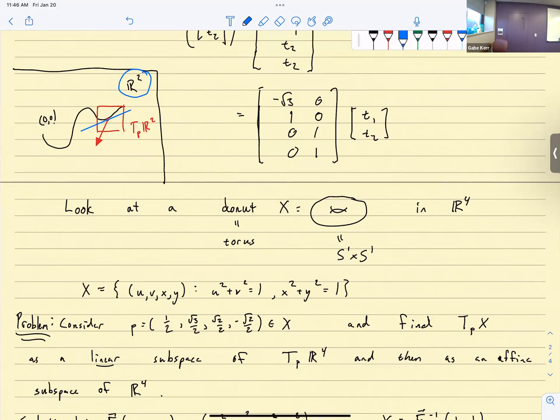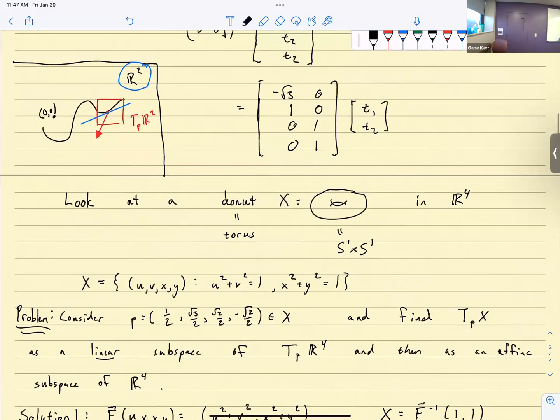Notice that as a subspace of the tangent space of R2, that line is linear, a linear subspace. Whereas it's not linear if you think of it as a subspace of the ambient space, because you have to translate it. So if we want to find equations, we need to distinguish between those two and make sure we know which one we're talking about. It's not a big deal.